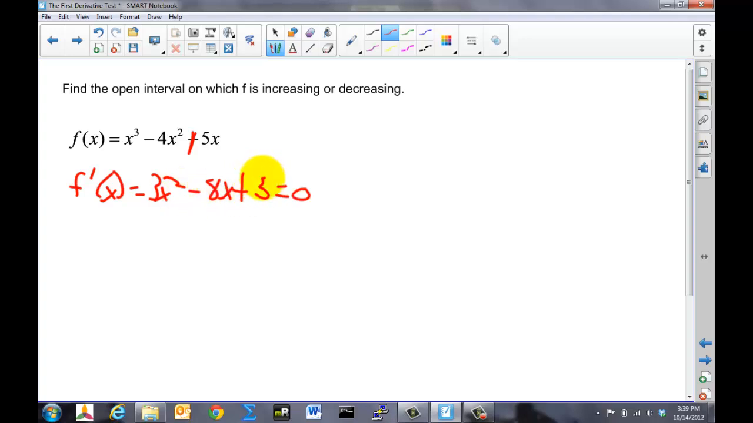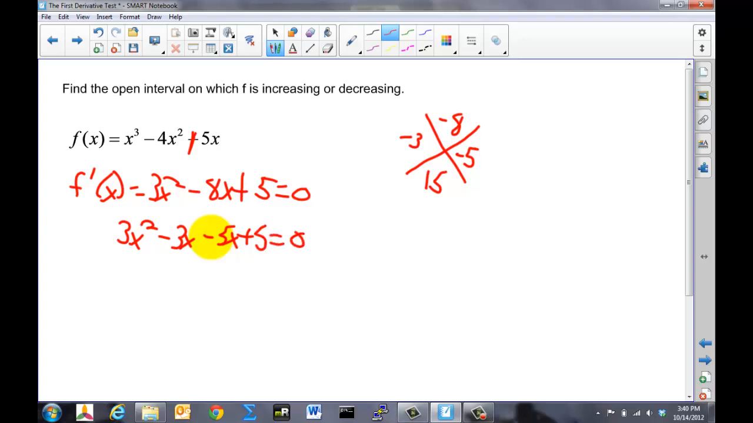Now, it is a quadratic, but it has a lead coefficient of something other than 1, so let's try to factor this by grouping. We need something that will multiply to give us 15 and add to give us negative 8. That'll be a negative 3 and a negative 5. So now we're going to separate out the middle term with those two numbers, and we'll say 3x squared minus 3x minus 5x plus 5 equals 0. If we factor out a 3x in the first two, we get x minus 1. Factor a negative 5 out of the last two, and we get an x minus 1.